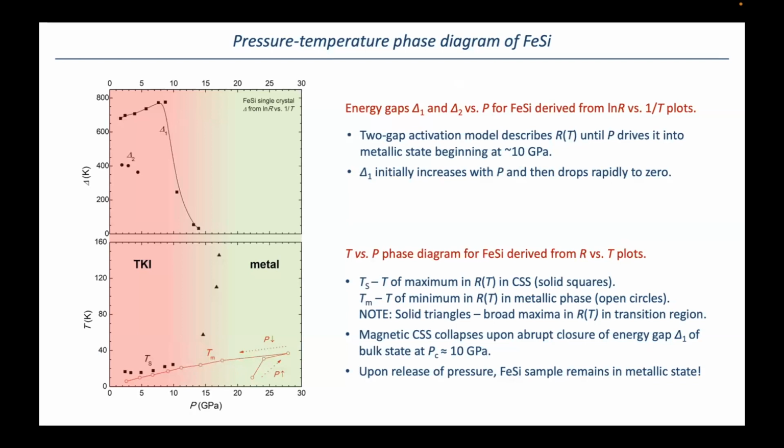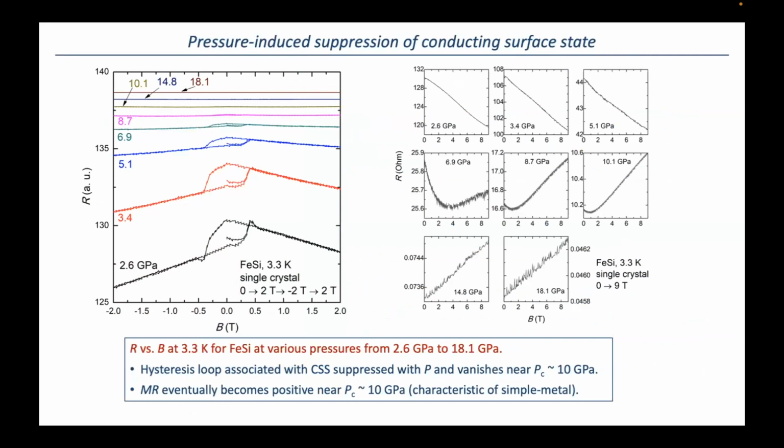But another interesting thing we've done is these are measurements of the resistance versus magnetic field at around 3 Kelvin. The pressure now is increased from 2.6 GPa to 18.1 GPa. And what you find is that as you increase the pressure, this hysteresis loop, which we think is associated with the ferromagnetism, decreases in area as you move upwards. The magnetoresistance, which is negative, evolves towards being positive.